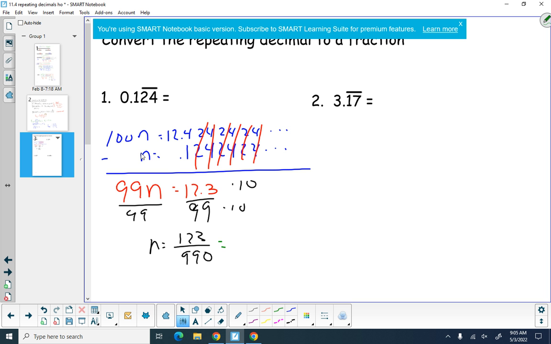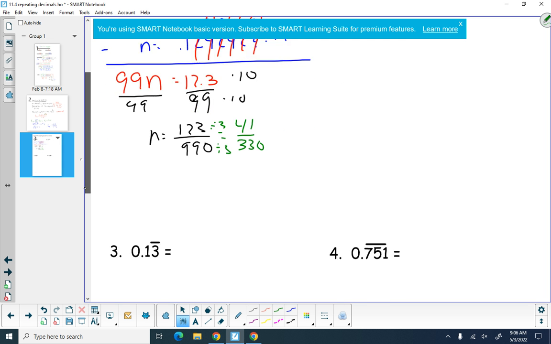Let's see, 1, 2, 3 adds up to 6. 990, 18, so it's divisible by 3. So we have 41 over 330. Now once again, you can easily check this by just clickety-clacking your calculator. What is 41 divided by 330? Do I come down to 0.124242424 and so on? Go ahead and do the next 3 and check your answer with somebody around you.